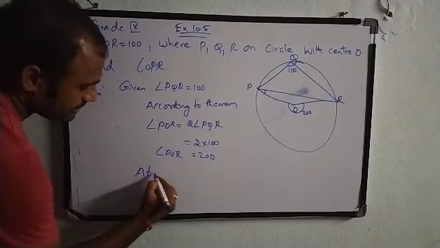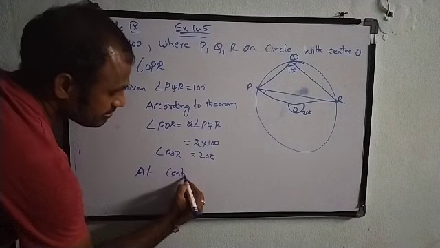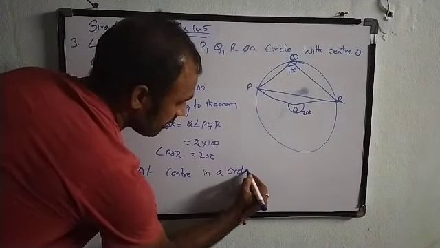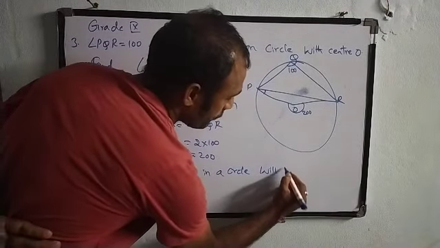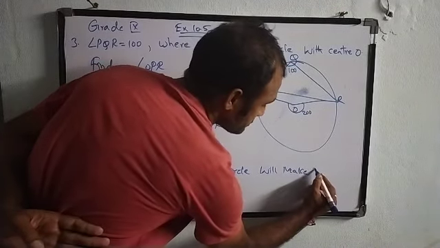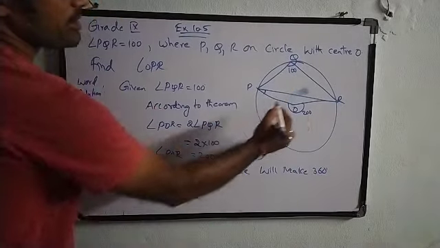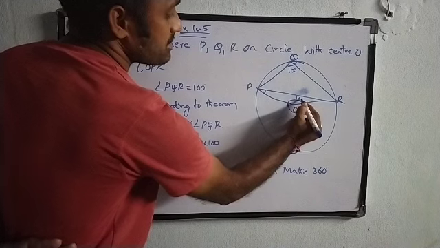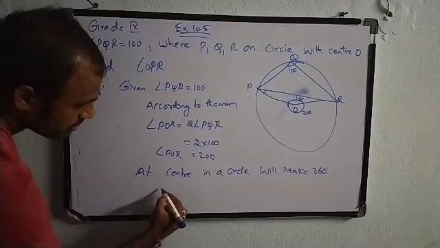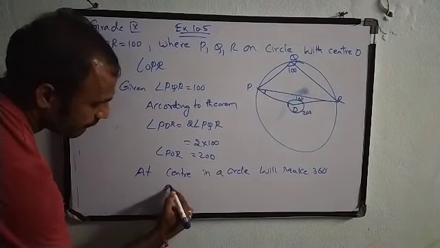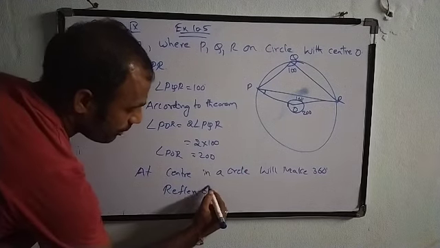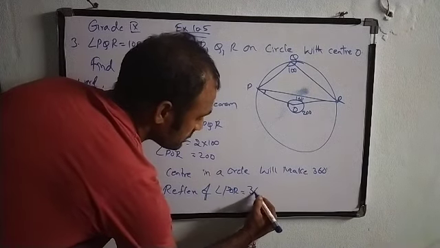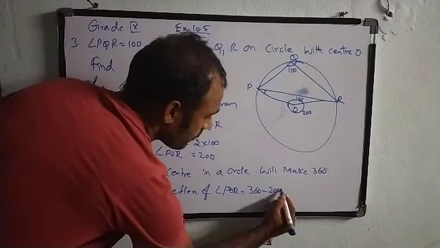The angle at the center of a circle will make 360 degrees. So 200 means the remaining will be 160. So reflex of angle POR is equal to 360 minus 200, which is 160.